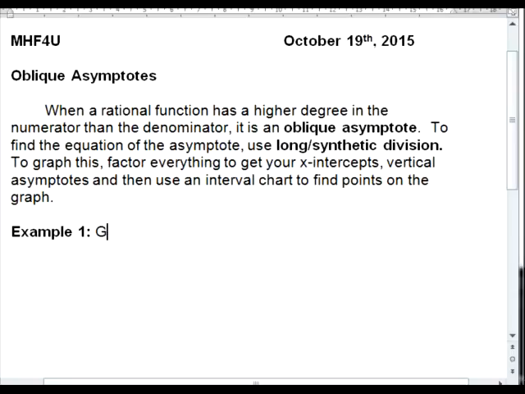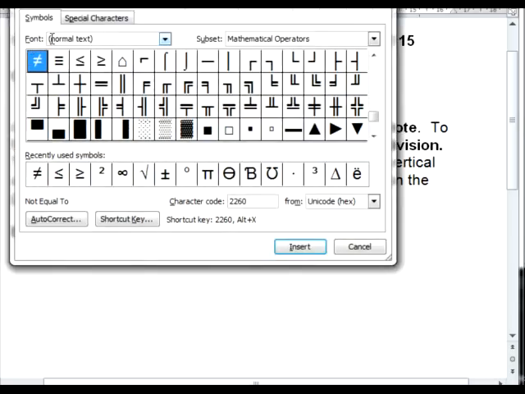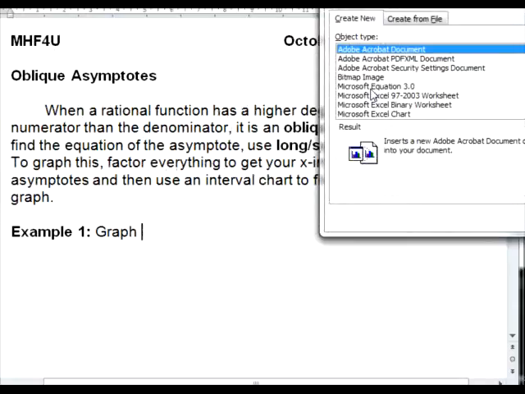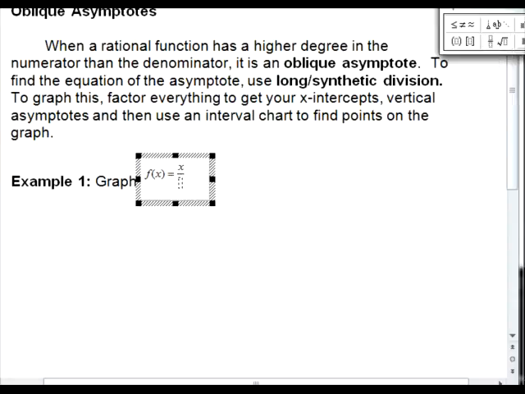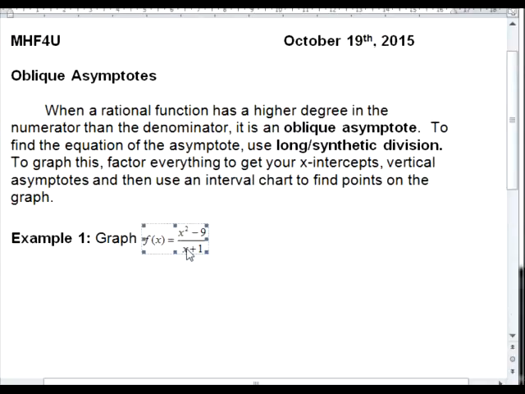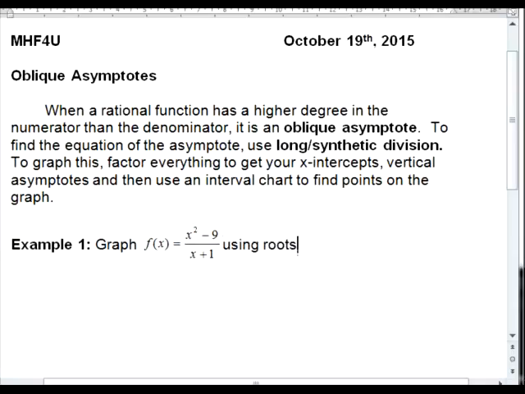Example 1: graph f of x equals x squared minus 9 all over x plus 1. Now this will be a test question. This will be an easy version of the test question. We're going to graph using roots, y-intercept, and vertical asymptotes.